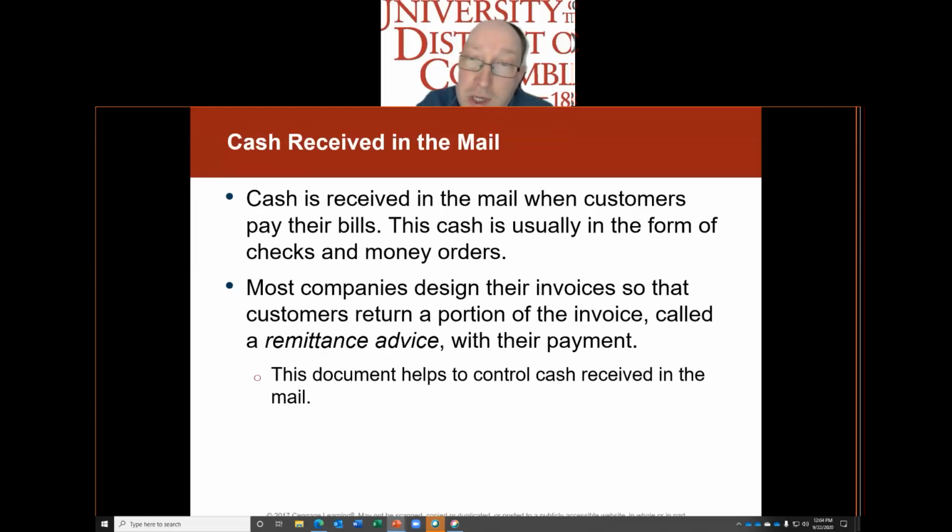Cash is received in the mail when customers pay their bills. Well, shoot, I hope not. You should never be mailing physical cash, people. Please don't do that ever. A check is fine. A money order is fine to mail. Never mail physical cash. That's insane. I'm not going to put physical cash in an envelope and mail it. That will be stolen, I guarantee it. So please don't do that.